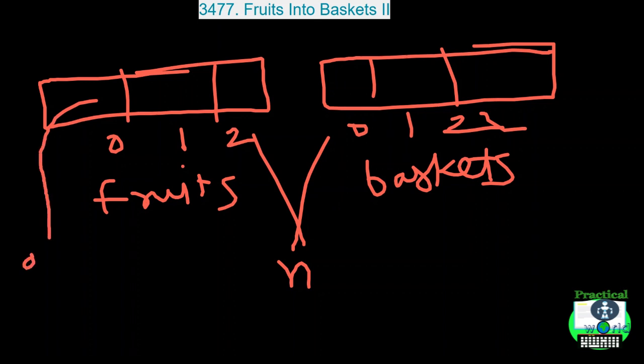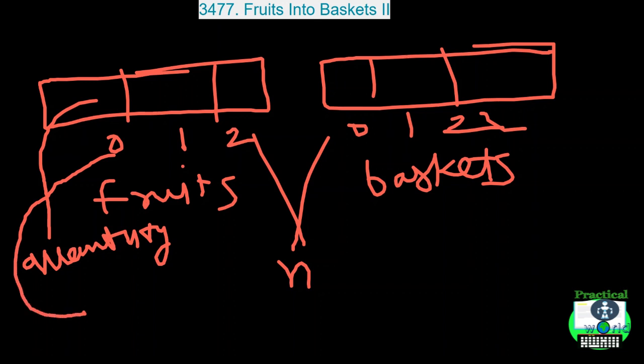So each value in fruits represents the quantity of that fruit type, and each index of fruits represents the type. For an example, if we have 1, 2, 3, then the index represents the type. So type 0 has one fruit, type 1 has two fruits, type 2 has three fruits, like this.